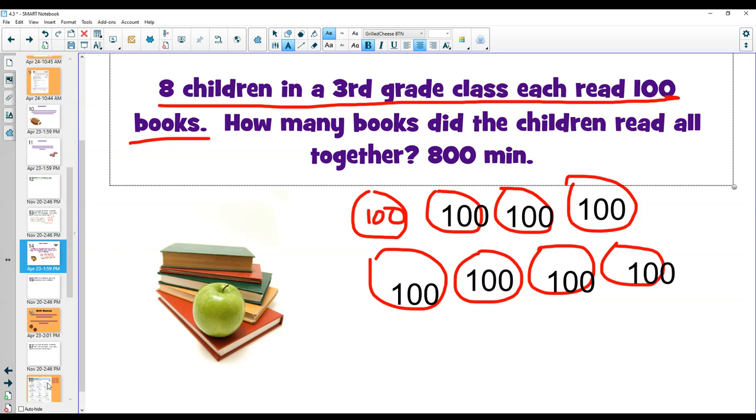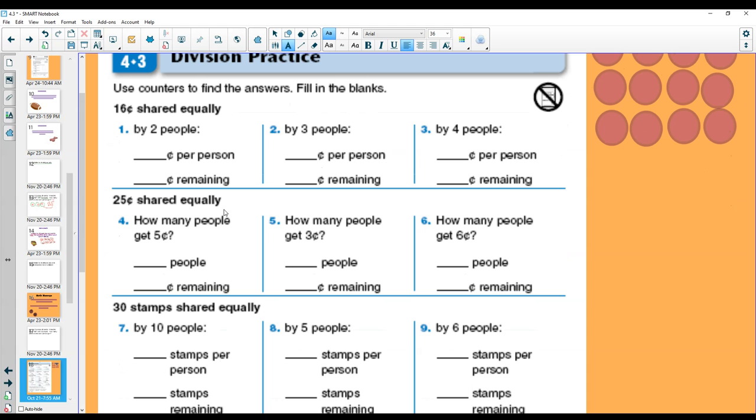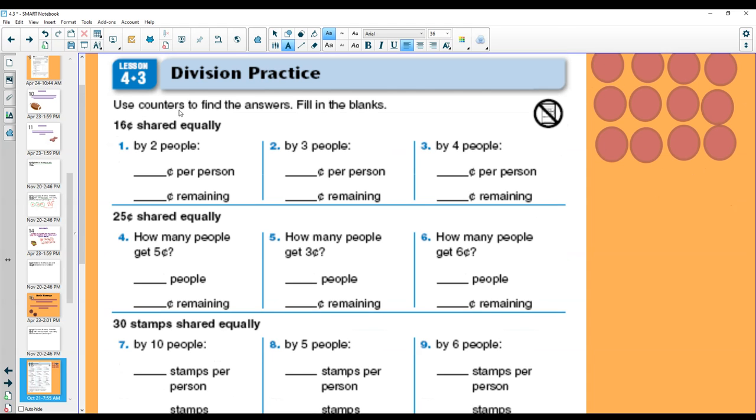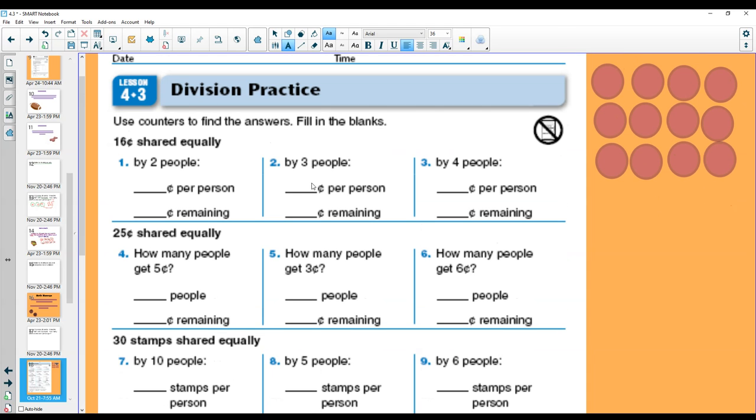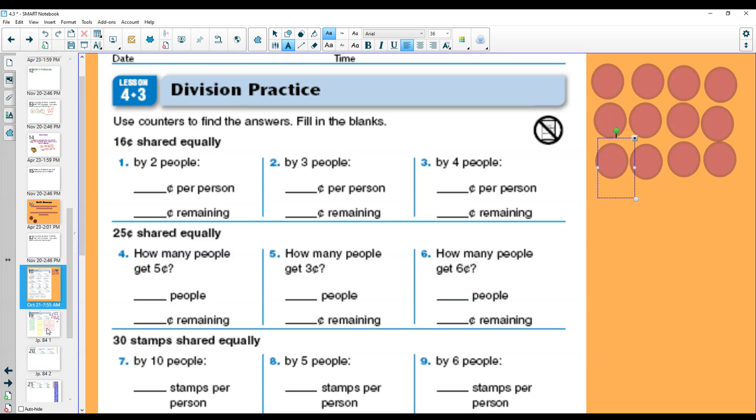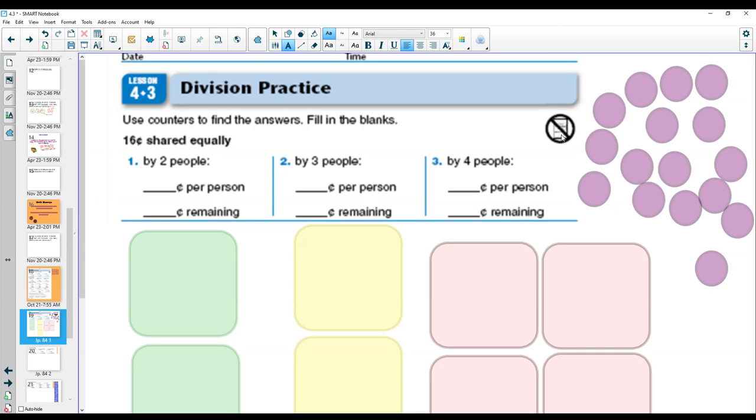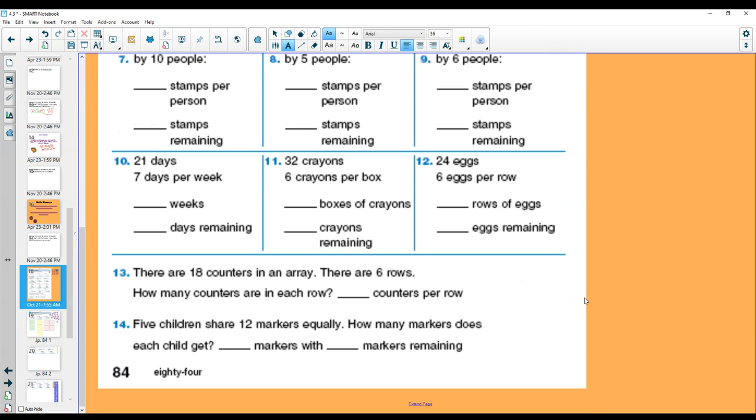All right, let's go to our journal page. We are going to be using counters. If you have counters at home, you can do them. You have 16 counters, 1, 2, 3, 4, 5, 6, 7, 8, 9, 10, 11, 12. Oh my goodness, I know. I'll have to go to my next page. I think I have 16 there. There we go. There's my 16. All right, if you look at your journal, we are going to be on this journal page, and this journal page is 84. So please go to page 84.